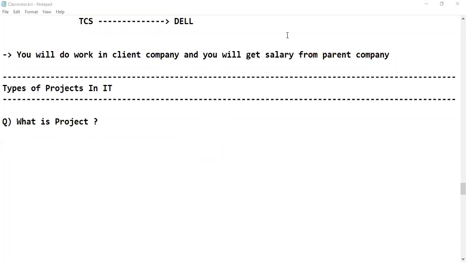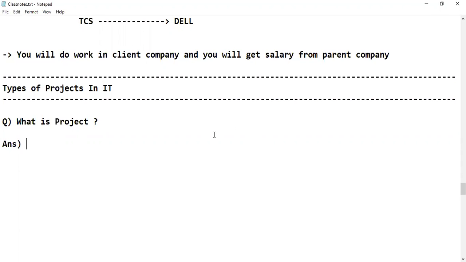Guys, I will ask a few people now. Karan Surya Kumar, can you tell me what is your answer for a project? Anyone can answer in the chat. What is a project? You joined here for project training, na? What is the meaning of project? What is your understanding about project?